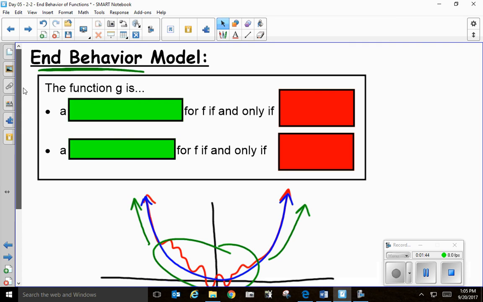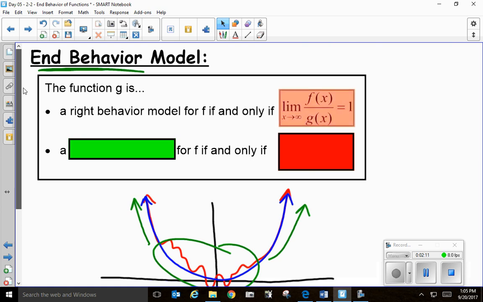And we can determine that very easily. Of course, it'll seem complicated at first, and then when I break it down, you're like, oh, that's really this stuff? Yes. A function g is a right behavior model for another function f if and only if the limit of f of x divided by g of x as x approaches infinity is equal to 1.